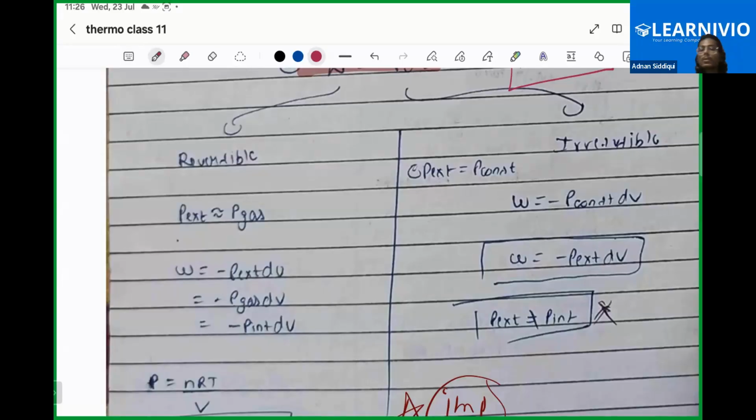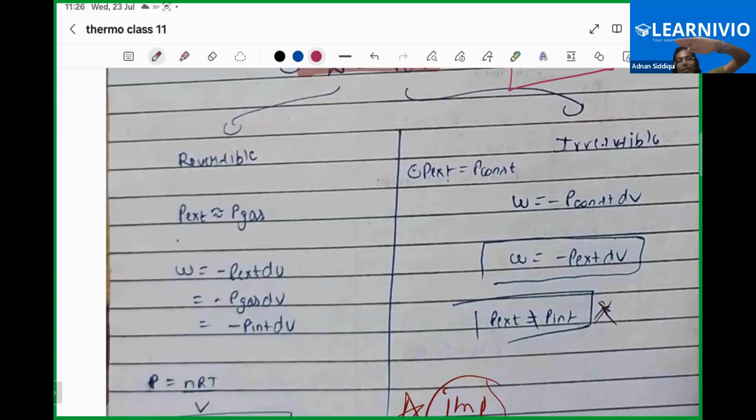Suppose this is my system. I have a container, and inside that container, I have some gas particles, and this is my piston. I am applying some pressure through the piston to this gas, and I'm compressing this gas.